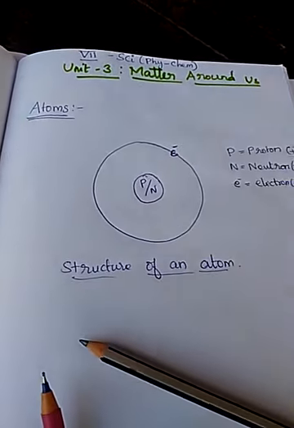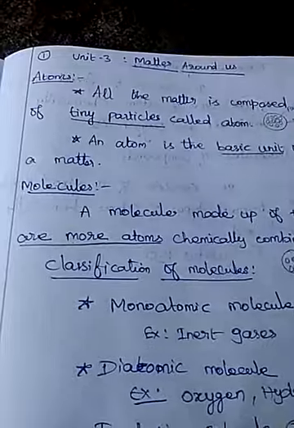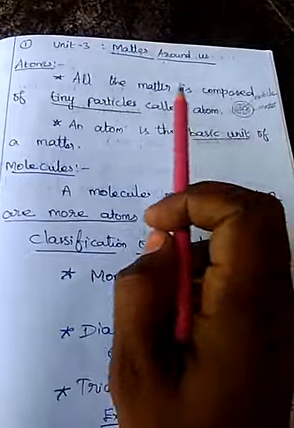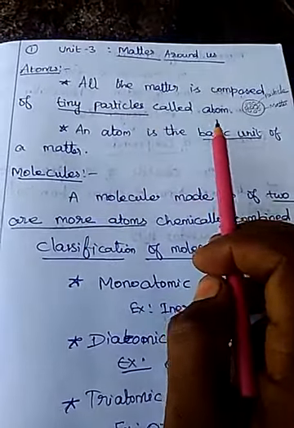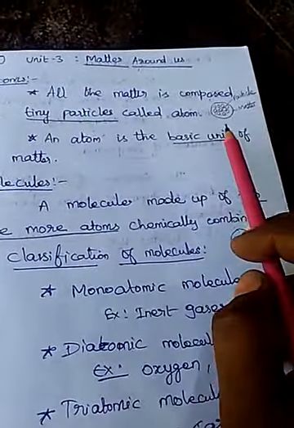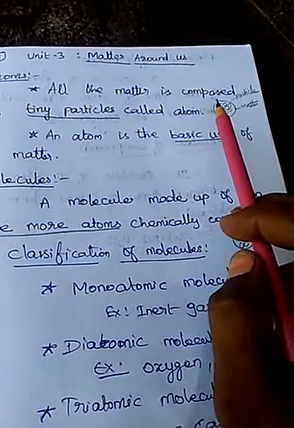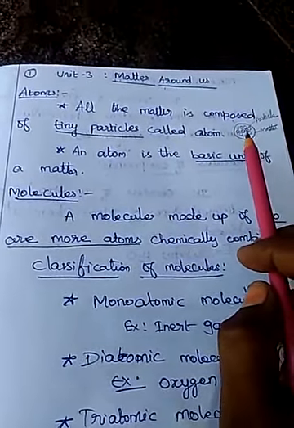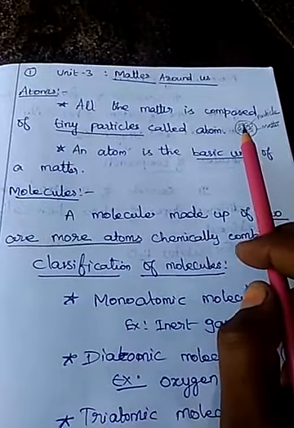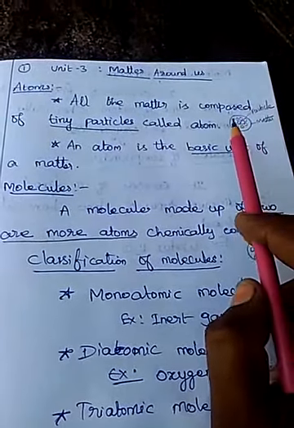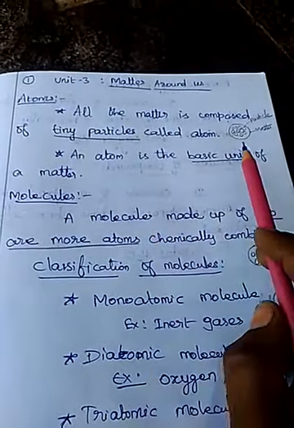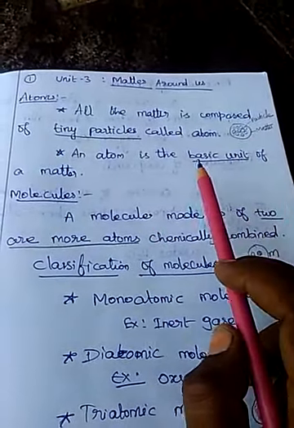Okay, students. Finally we know all the matter is composed of tiny particles called atoms. This is called an atom. So finally an atom is a basic unit of matter.